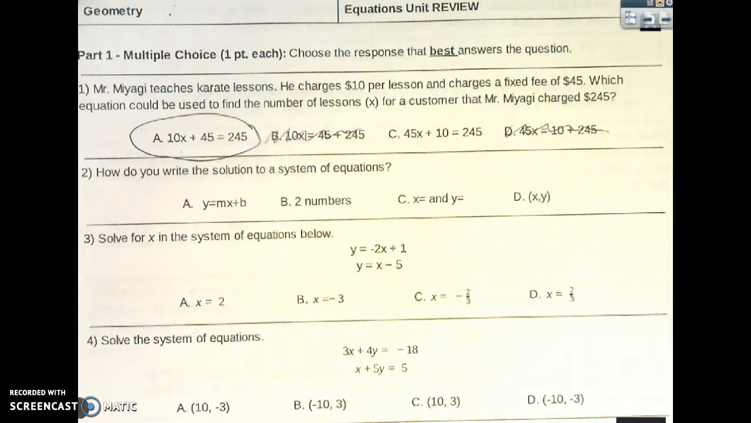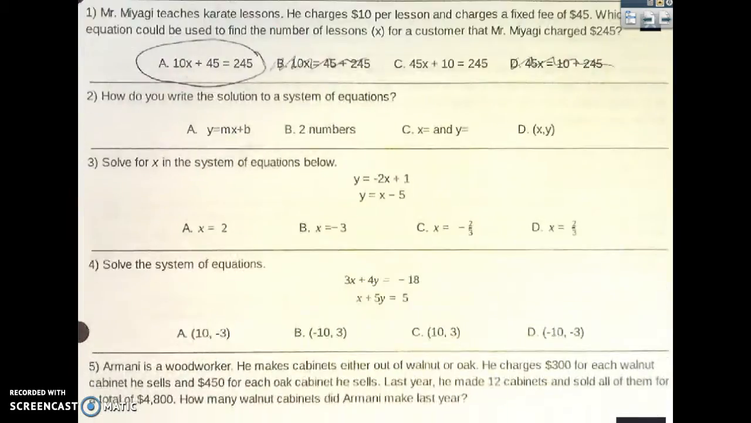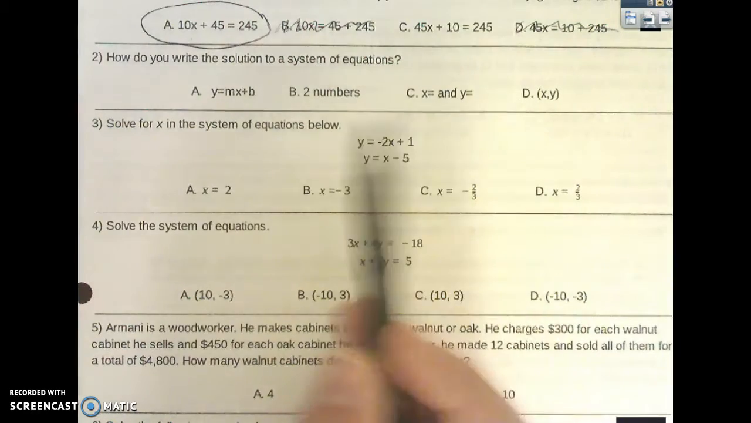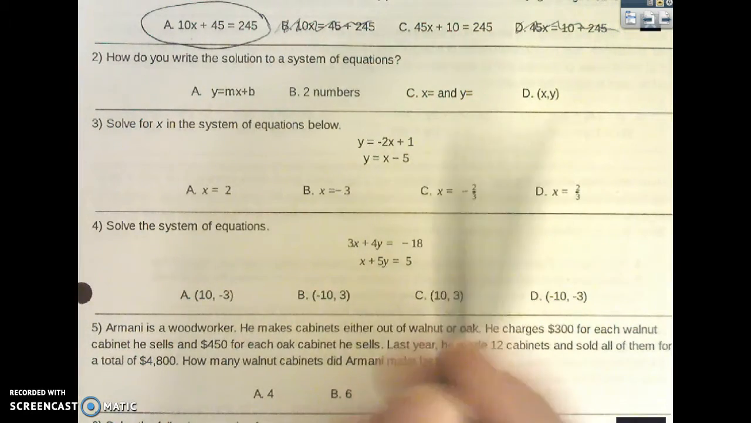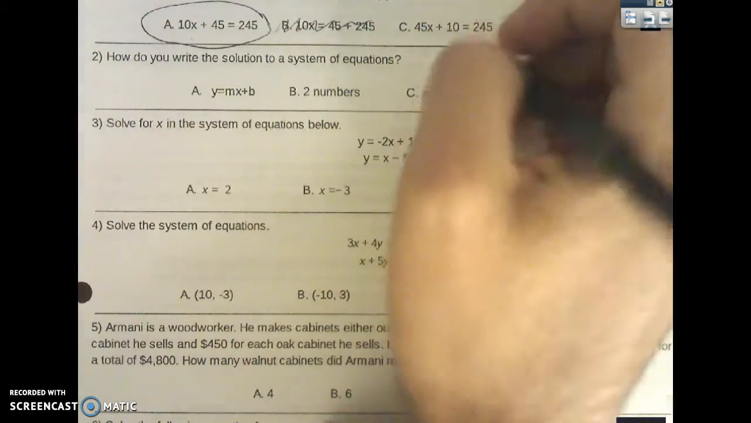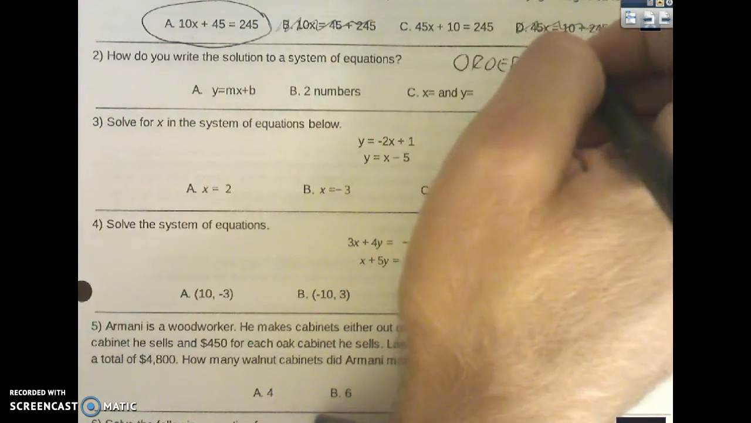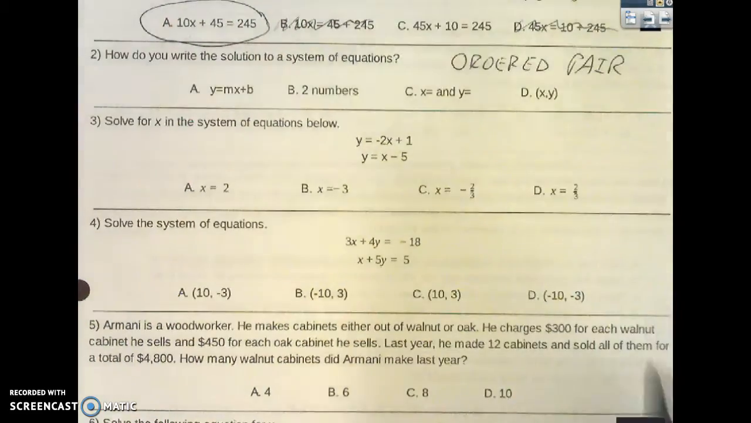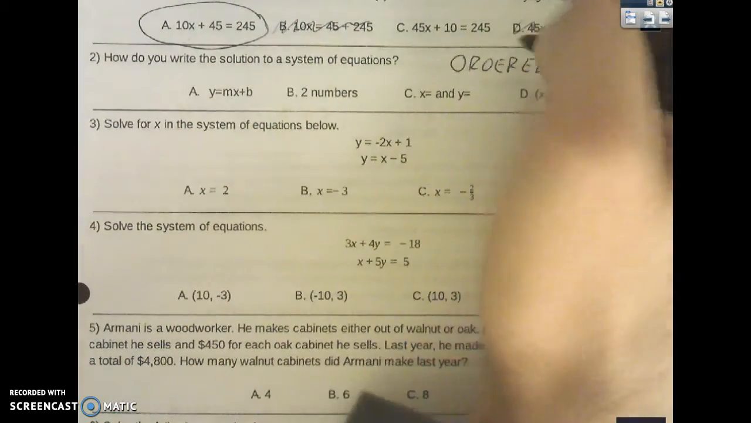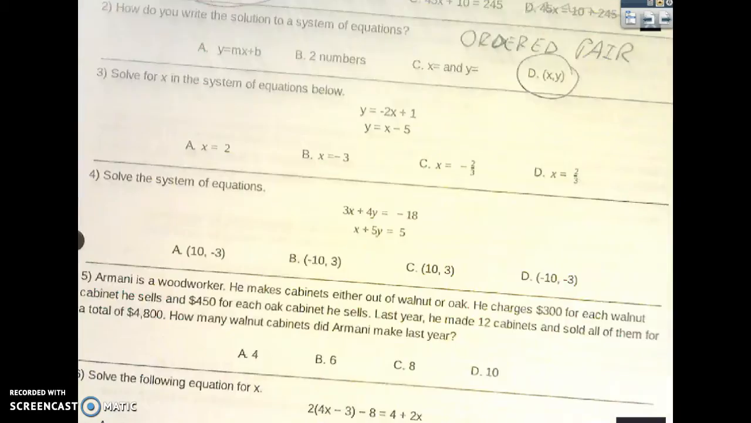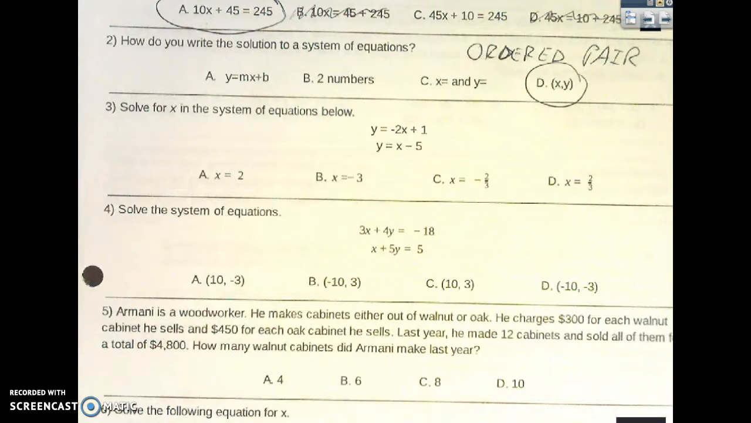Alright? Okay, number 2. How do you write the solution to a system of equations? Now, there's a lot of good things going on here. Two numbers, y equals mx plus b, x equals, y equals. But we always want to write it as an ordered pair. Okay? We spent a lot of time in class on that. So it's an x comma y. Alright, please be careful about that. That's an easy question. You guys all know that. You've been doing that for a very long time.